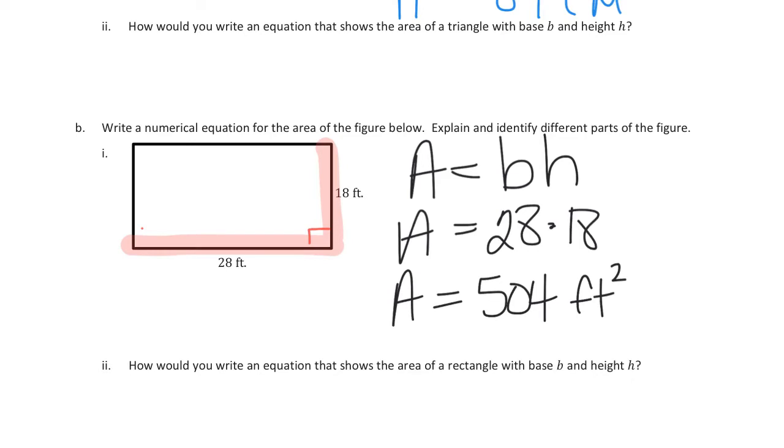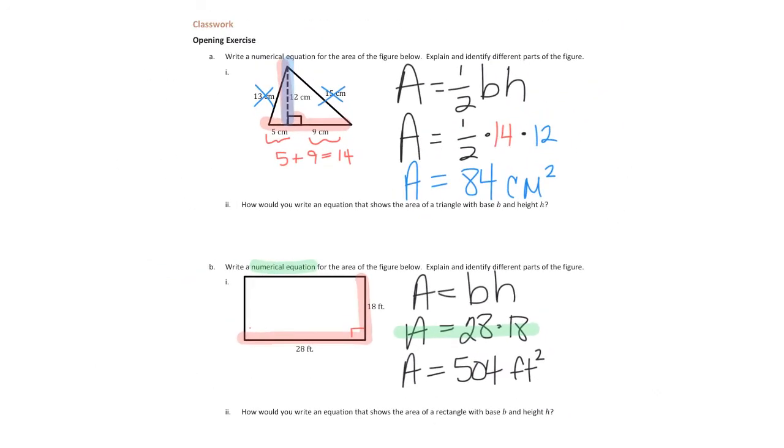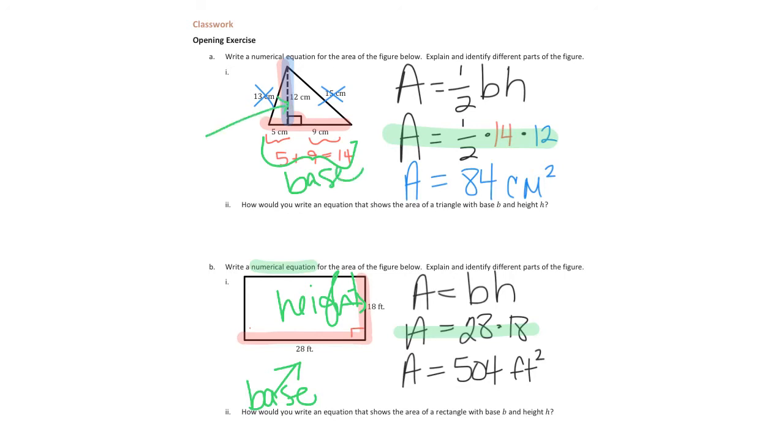Now if you're looking at some of the directions that I didn't read, numerical equation, that's this right here, or up at the top, that's this right here. It's me showing what I'm going to use to find my answer. Being able to identify the different parts of the figure, being able to identify that this is my base and this is my height. This right here is my base and this in here is my height.